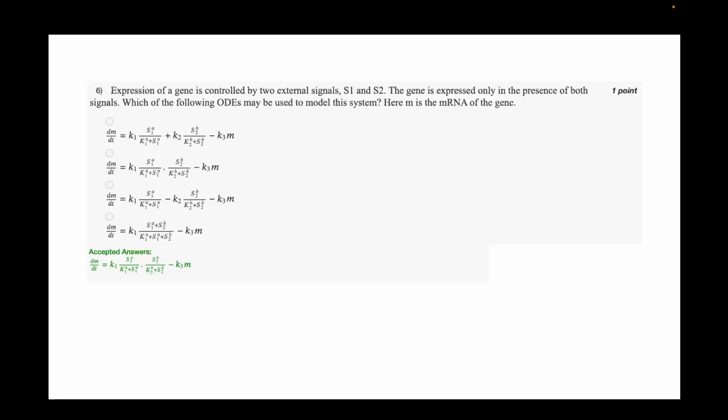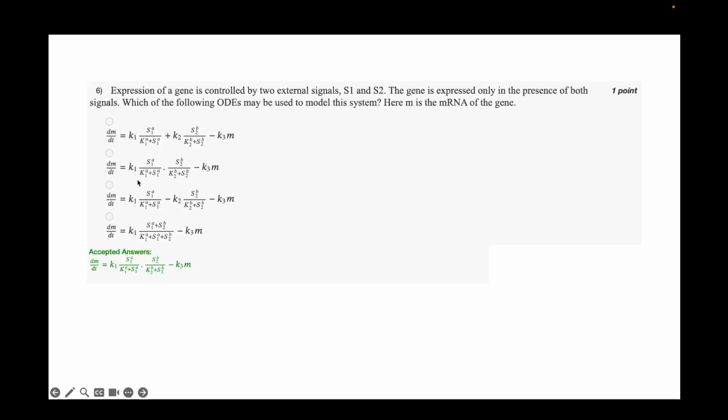So only in the second option, if you see here, if either of S1 or S2 is 0, the rate of production becomes fully 0. In all of the rest of them, if either of S1 or S2 is 0 but the other is non-zero, the rate of production does not become 0. For example, in this one, if S1 equal to 0, doesn't matter if S2 is positive or negative, this production term will be non-zero.